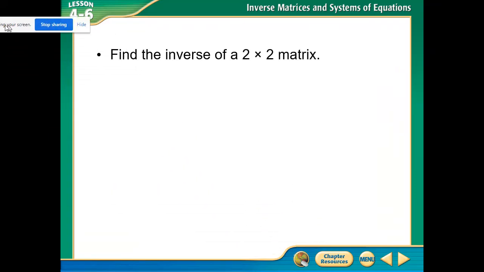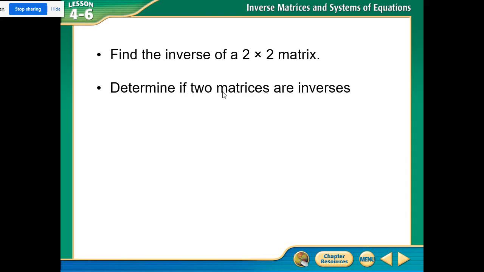All right, today we're going to be working on what's called inverses of matrices. Now, you can do inverses of a lot of different matrices, but we are just going to worry about a 2 by 2 because the formula is difficult enough. To start trying to do 3 by 3s and other things just makes it really messy. And then we're also going to determine if two matrices are inverses. So we're going to be able to find an inverse and then also compare two of them together.